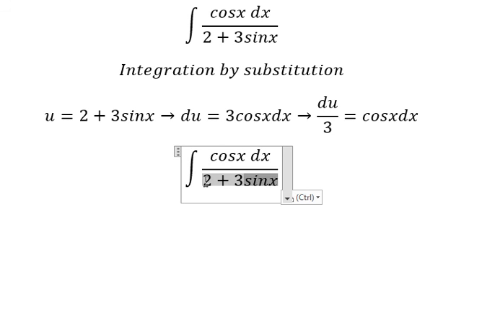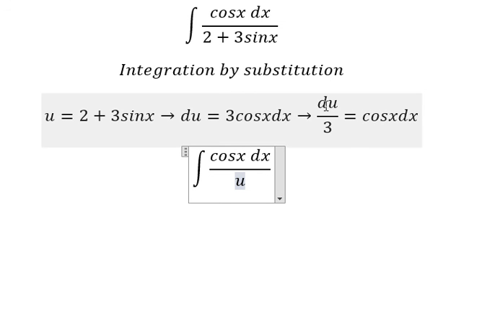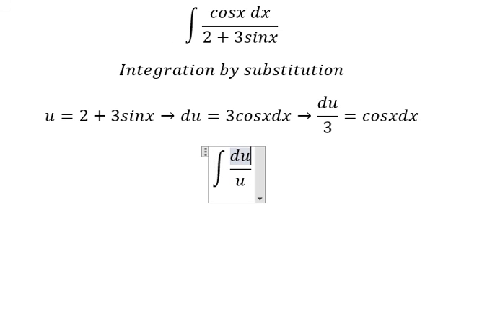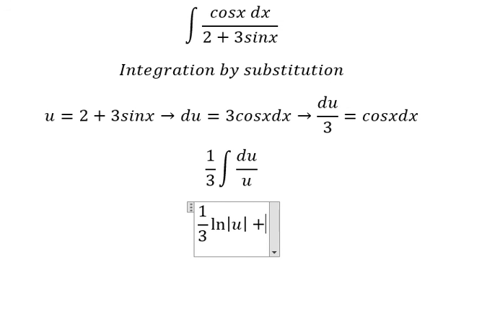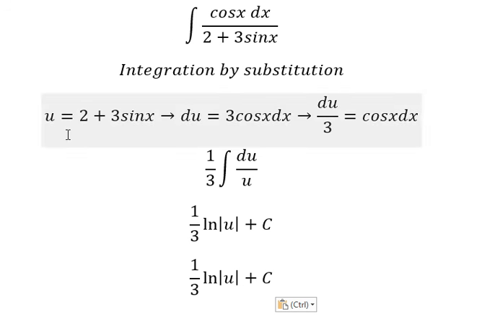This one we change to u. Cosine x dx we change to du over the number 3. The integration of this one, we have ln of the absolute value of u, and we put plus c. In terms of u, that's this one.